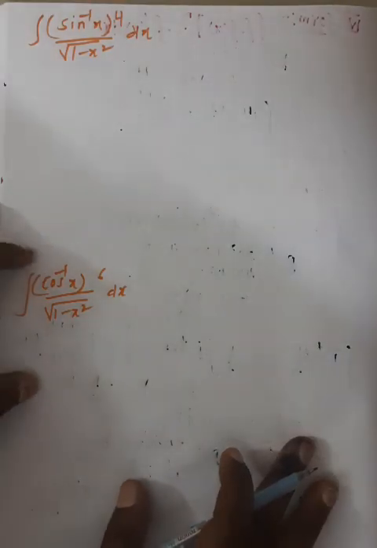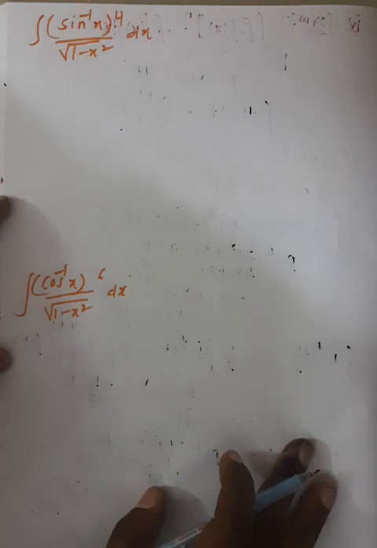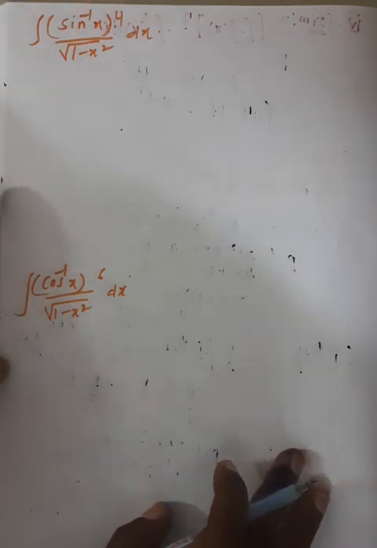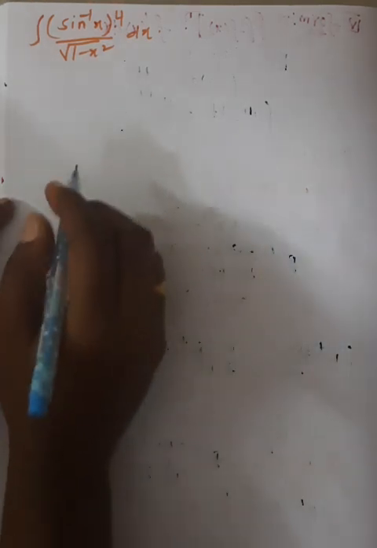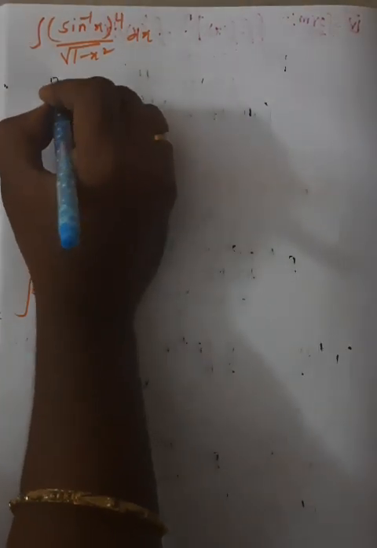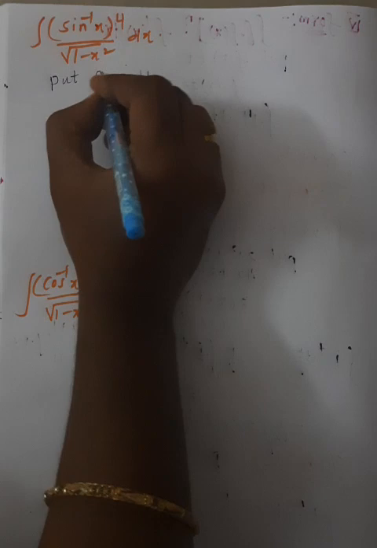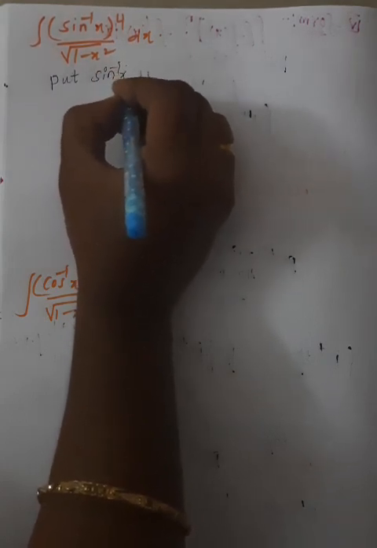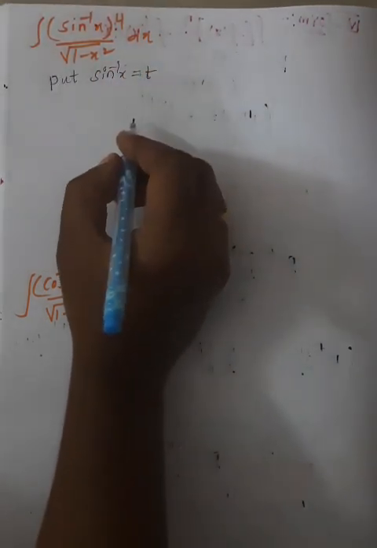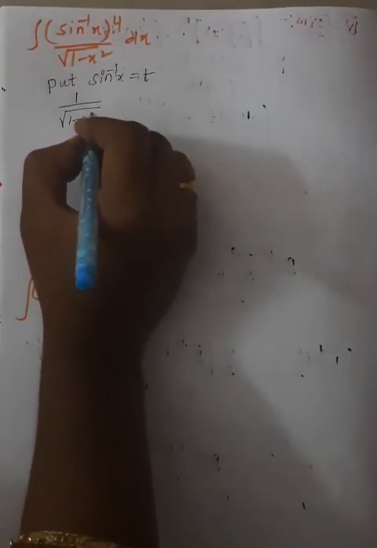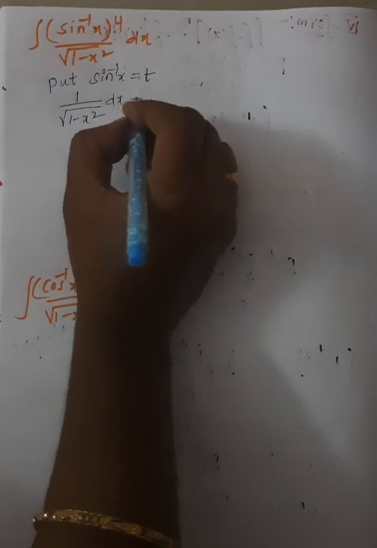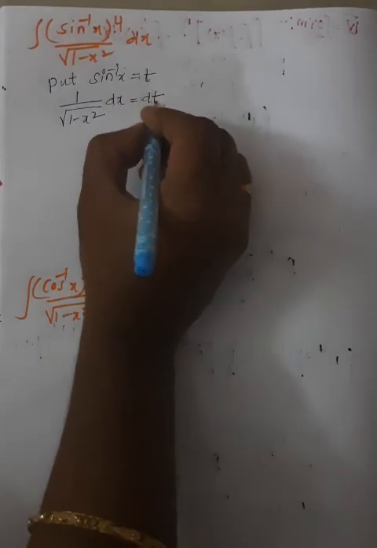Now the next question is integration of sin x power 4 divided by under root of 1 minus x square into dx. Now here also the function is having the power 4. Now let us put sin inverse x is equal to t. Now differentiate both sides. You will get 1 by under root of 1 minus x square into dx is equal to dt. Now substitute in the given question.